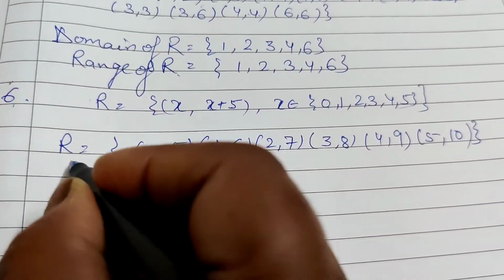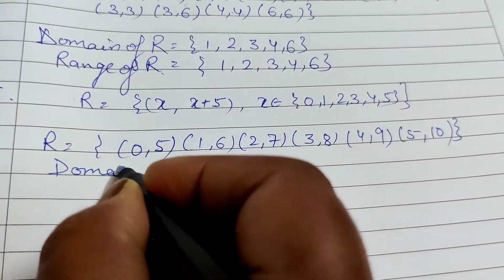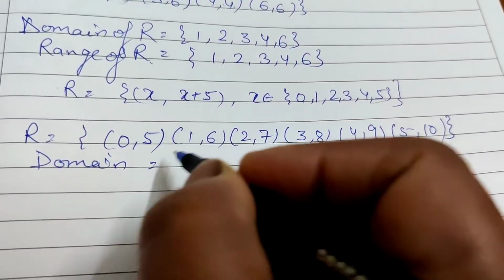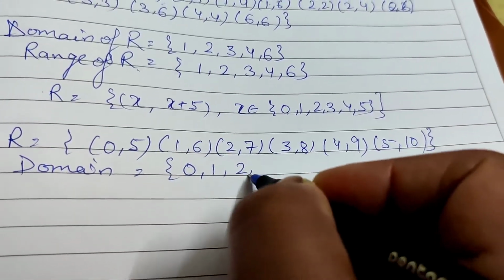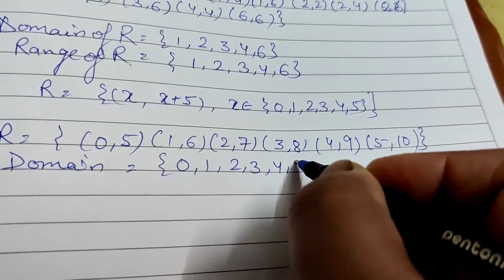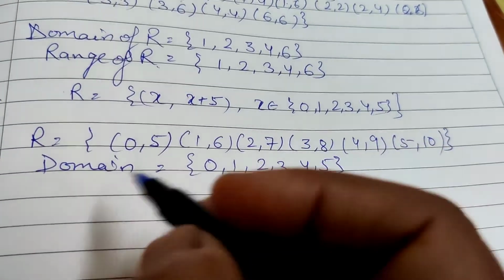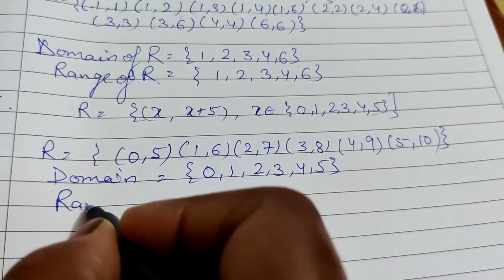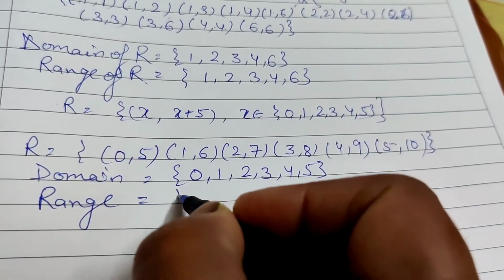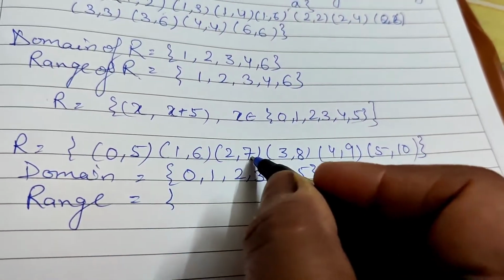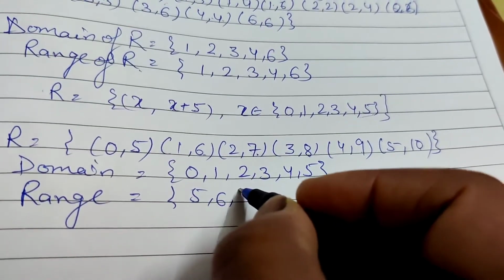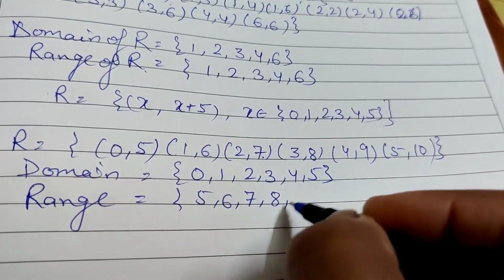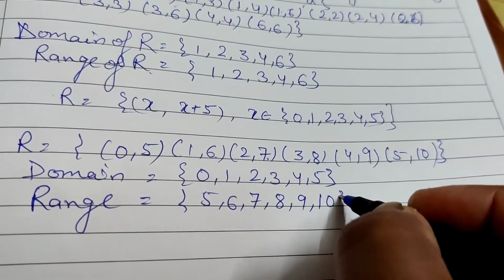Now the domain is equal to the first elements: 0, 1, 2, 3, 4, 5. This is the domain. And the range is the second elements: 5, 6, 7, 8, 9, 10. This is the range.